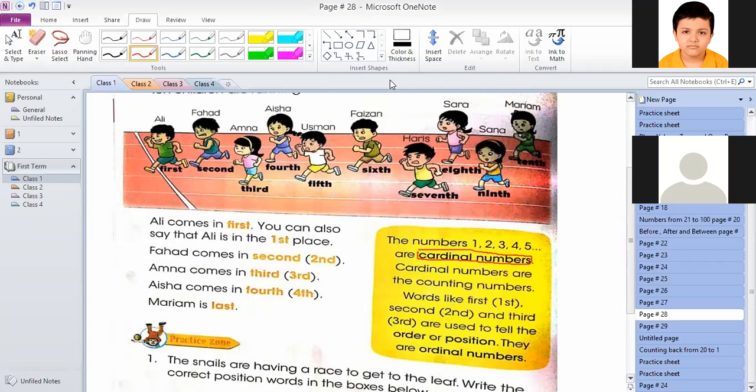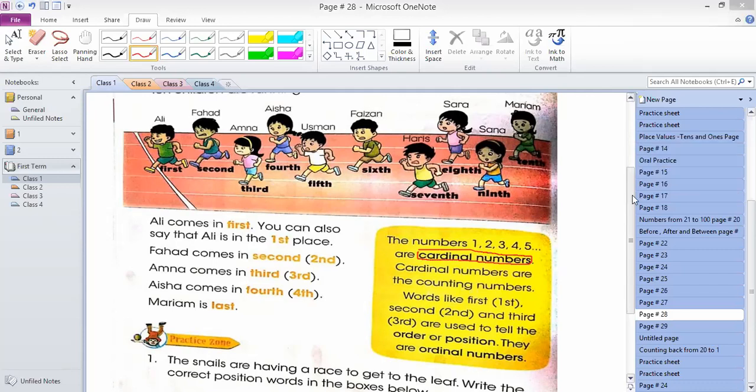Yes, sir. Very good. You are very familiar with these counting numbers, but you should remember that we also call these numbers cardinal numbers. Okay. Now, what is new for you guys? That is ordinal number. What does that mean, guys? Ordinal number.